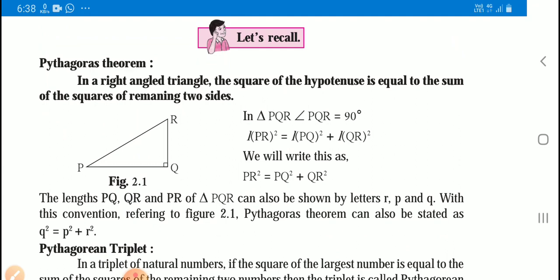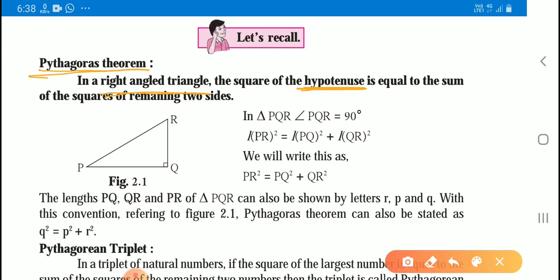First of all, we will see the statement of the Pythagoras theorem. In a right angle triangle, the square of the hypotenuse is equal to the sum of the squares of the remaining two sides. Keep in mind, this Pythagoras theorem is applied for right angle triangles only, because in this theorem hypotenuse is there, and hypotenuse is present in right angle triangle only. So we'll consider the right angle triangle.